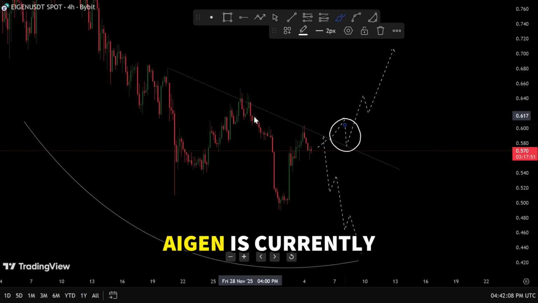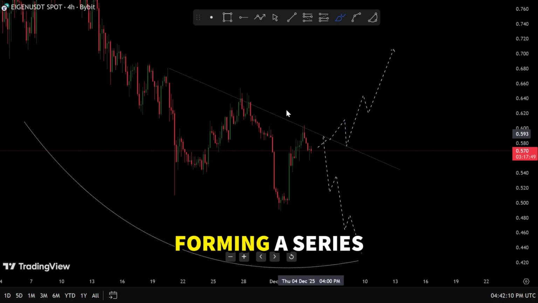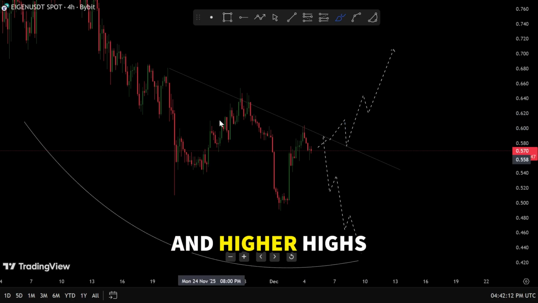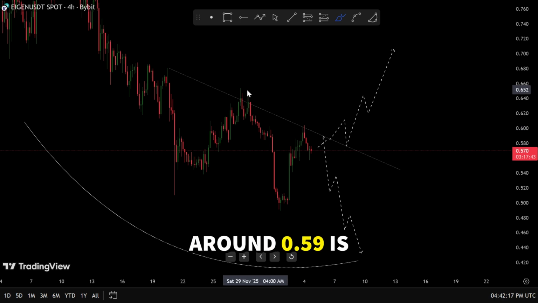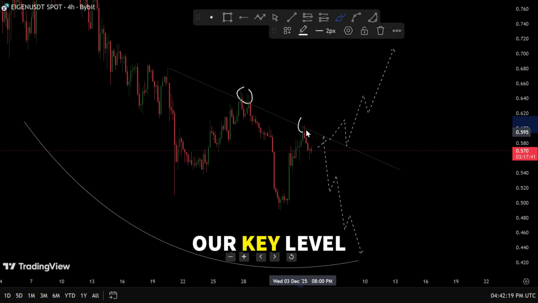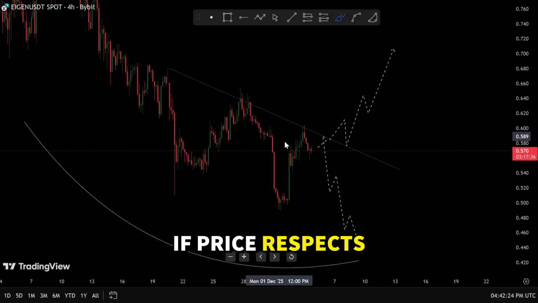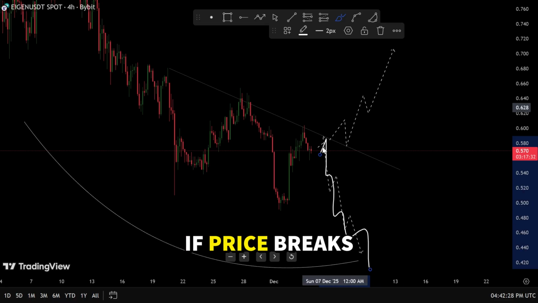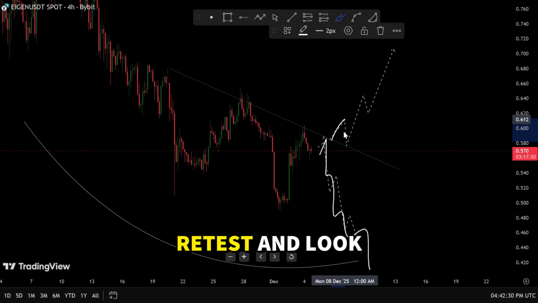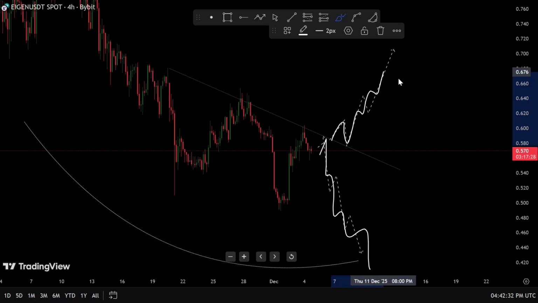So in summary, Eigen is currently in a downtrend, forming a series of higher lows and higher highs along the trend line. The trend line around 0.59 is our key level, acting as strong resistance. If price respects this trend line, look for a sell. If price breaks above it, wait for the retest and look for a buy.